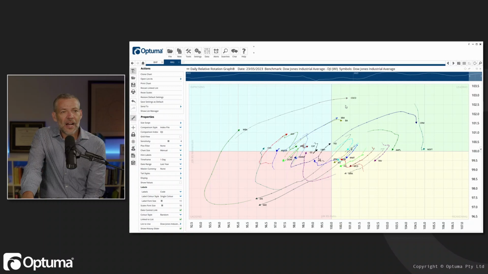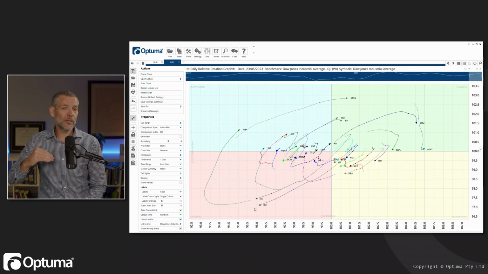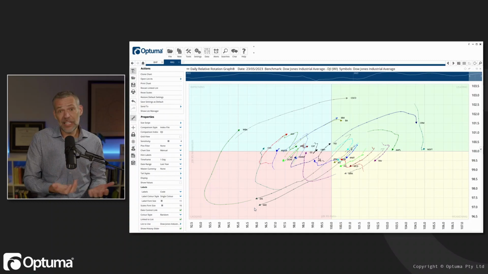So are any of these outperforming the benchmark? And ones over here are underperforming the benchmark. Again, this is on a relative basis. Remember, on a relative basis, you can have a security that's going up, but it's still underperforming because the average of the whole index is going up faster. So it allows us to see which securities in that index are really the underperformers. And so we see that here.